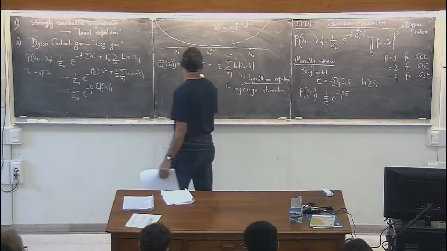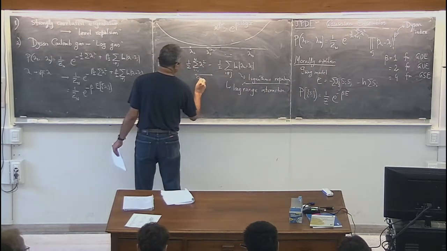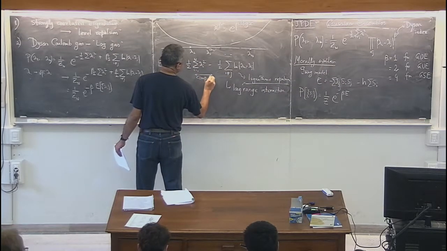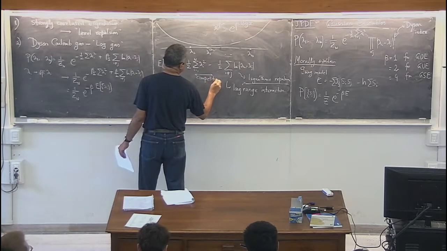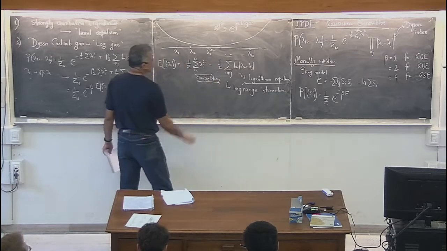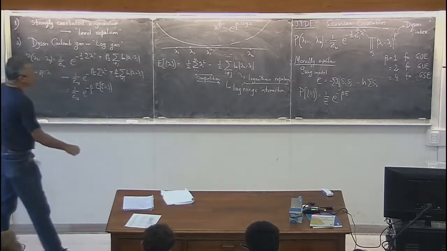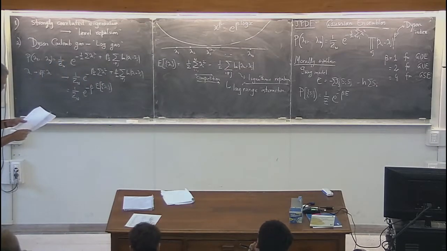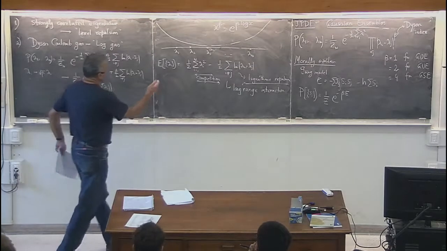There's a competition between these two terms. So you can just do a hand-waving calculation to estimate the typical scale, the typical size of the eigenvalues, if I use this.